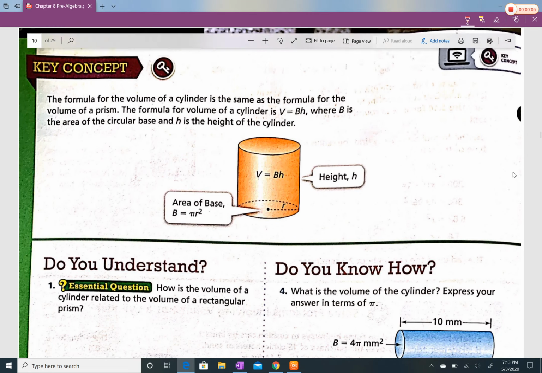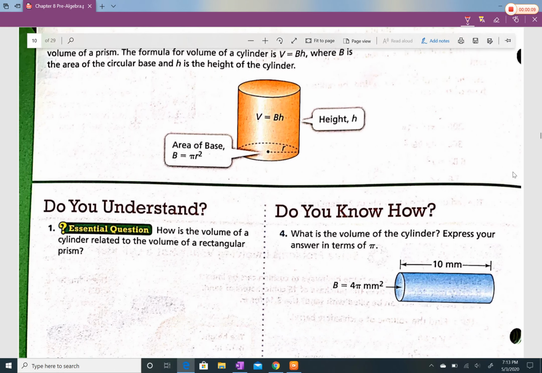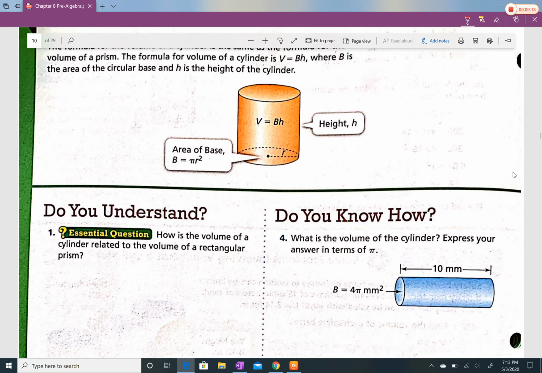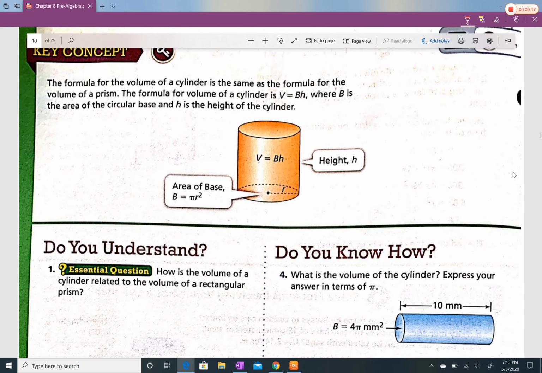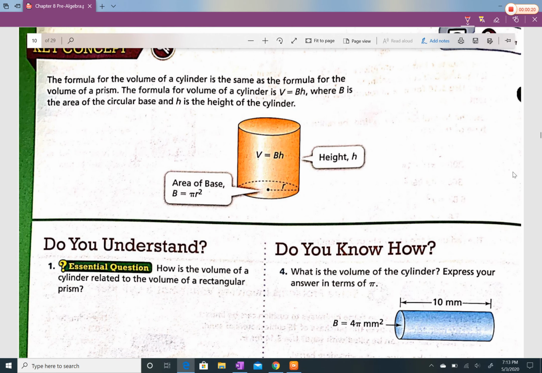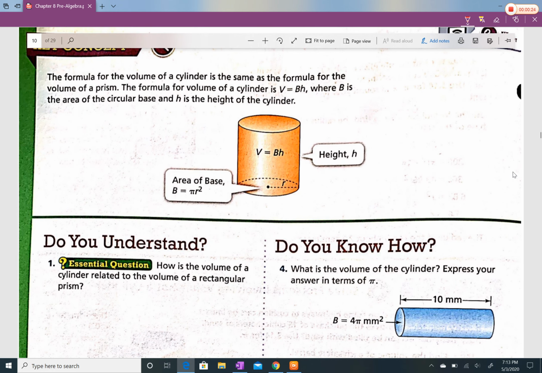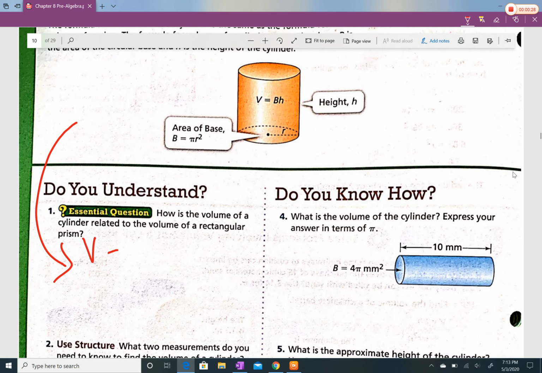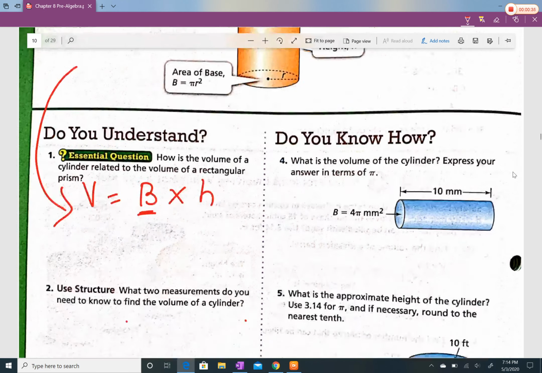So, this is the key concept, and key concept is always our "Do you understand?" question. But we are just going to read it. How is the volume of a cylinder related to the volume of a rectangular prism? The volume of a cylinder is the same as the formula of the volume of a prism. The formula of the volume of a cylinder is V equals BH, where B is the area of a circular base and H is the height of the cylinder. So basically V equals B times H, and B depends upon the shape of the base.